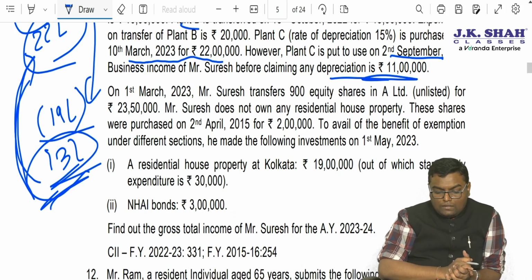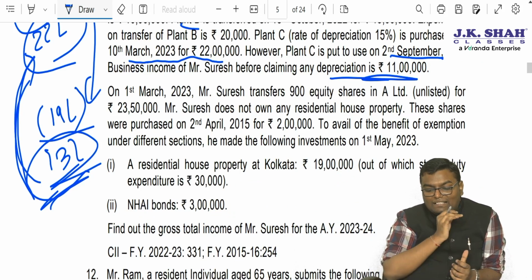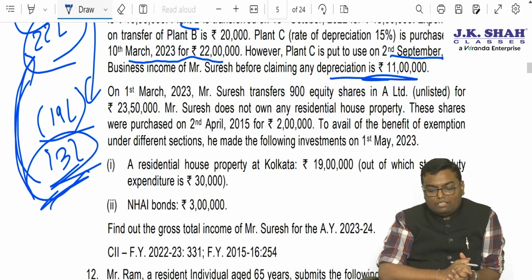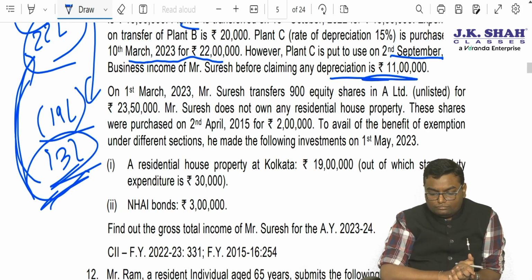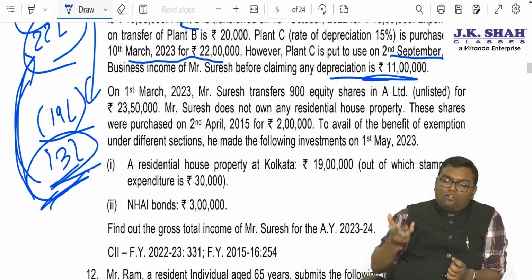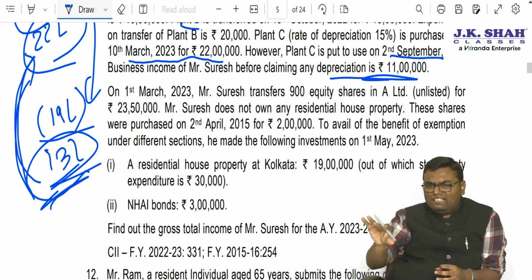Further, on 1st March 2023, Mr. Suresh transfers 900 equity shares in A Limited, which is unlisted, for 23,50,000. Mr. Suresh does not own any residential house property. These shares were purchased on 2nd April 2015. So obviously you have sold them after 24 months. This is a long-term capital asset. Indexation benefit is available. To avail the benefit of exemption under different sections, the following investments are made on 1st May 23. That we will see later on.